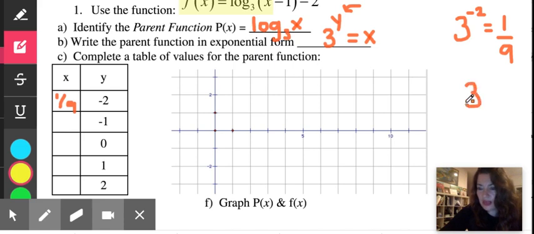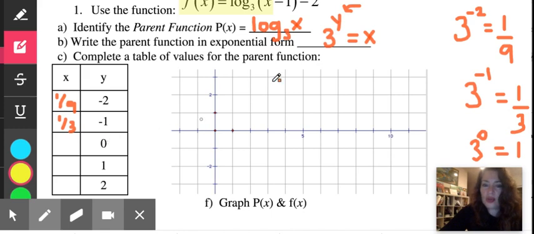And 3 to the -1 is the same as 1/3, or 1 over 3. So when y is -1, we have 1/3 for x. And then if we input 0 for y, 3 to the 0 is the same as 1. So when y is 0, x is 1. And if we continue that, 3 to the 1 is just 3, and 3 squared is 9. Once we have a table of values, we can graph the parent function.